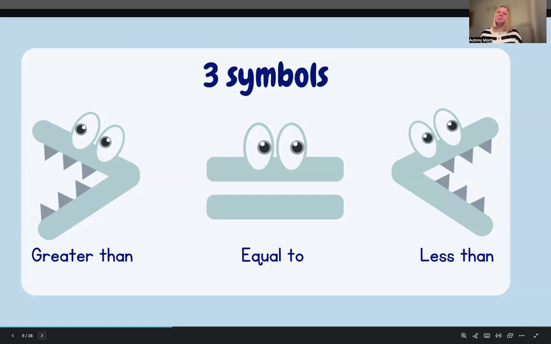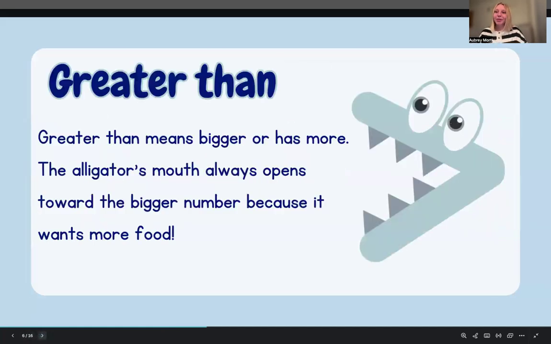Yes, we put them in our laps. And then when it's equal to, we're going to take our hands like this, and we're just going to go like that. They're equal to. So what do we do when it's equal to? Yes, we go like this. So now we're going to get into the symbols.